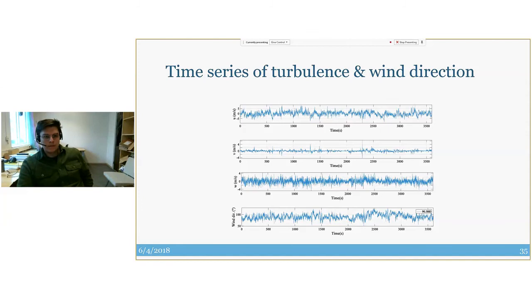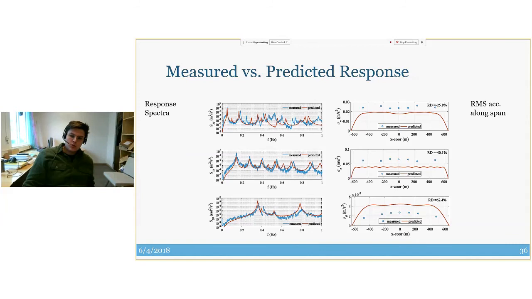Then we compared the responses, and what we saw was actually quite surprising: the discrepancy between measurements and predictions was really high. So you can see, for example, for the torsional response, you have up to 60% discrepancy, and these are also high for the lateral and vertical responses. So the predictions highlight quite large differences from the measured responses.